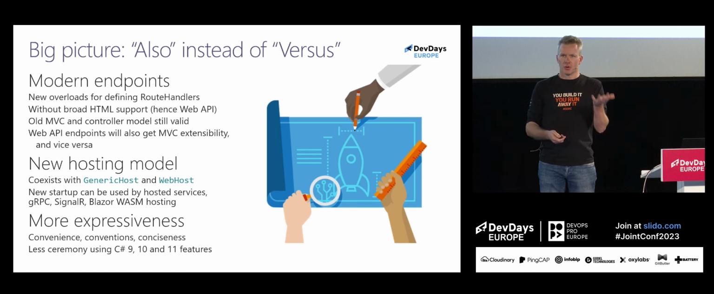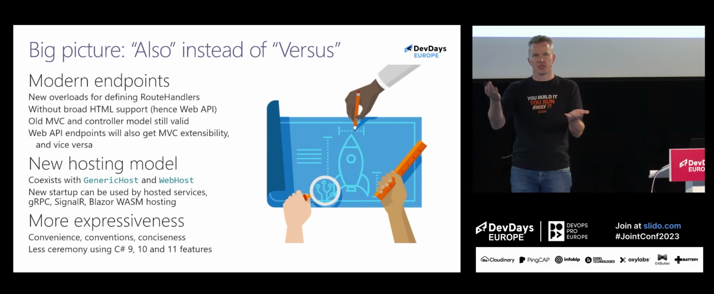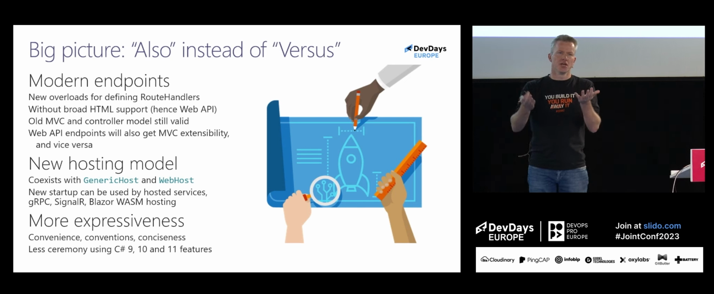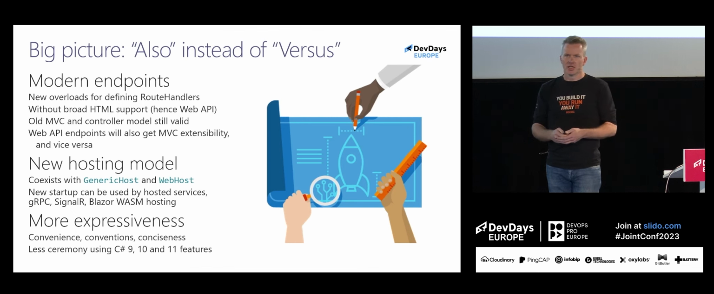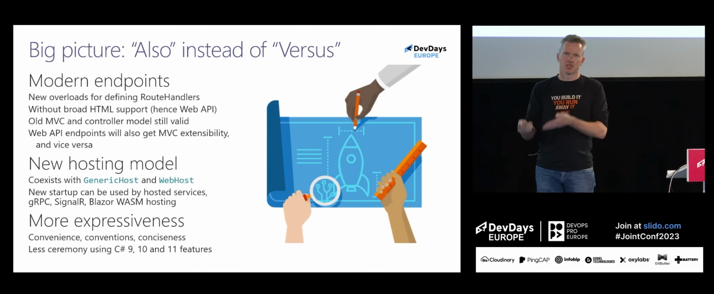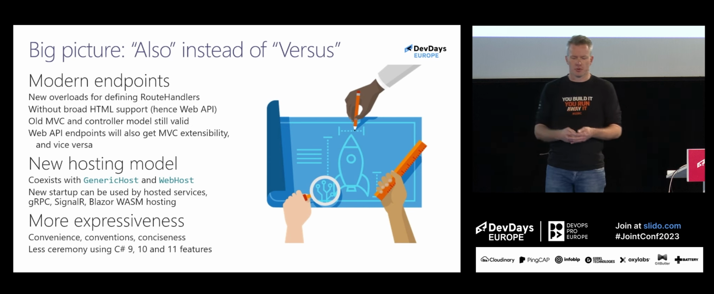So if you want to build the old MVC style things with controllers, that's still doable. And you'll see that the new inventions that they make on the minimal side will get ported into the controller side, and vice versa. So you'll see new things appearing on both sides, but in different appearances. There's also a new hosting model. The hosting model is something slightly different from the generic host and the web host. That's what you had for hosting services that do not have a web component, and web host is for ASP.NET Core things.